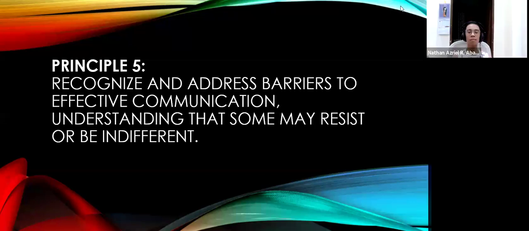So, recognizing and addressing barriers means to counteract which barriers of effective communication, like limits such as different understanding. Some resist your idea, but understanding that some may resist or be indifferent means that sometimes they're strong enough that you can't pass by the barrier of effective communication.